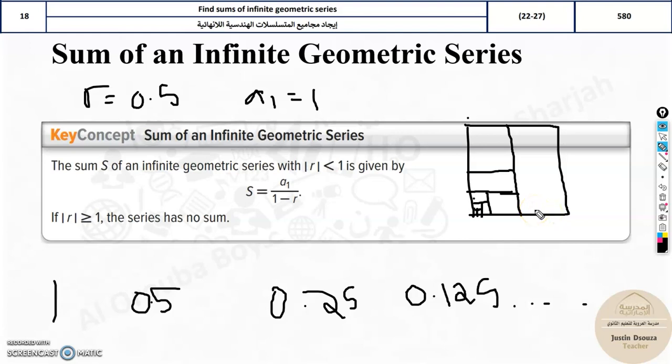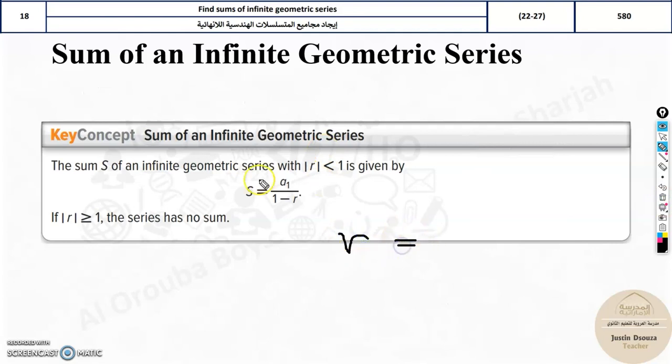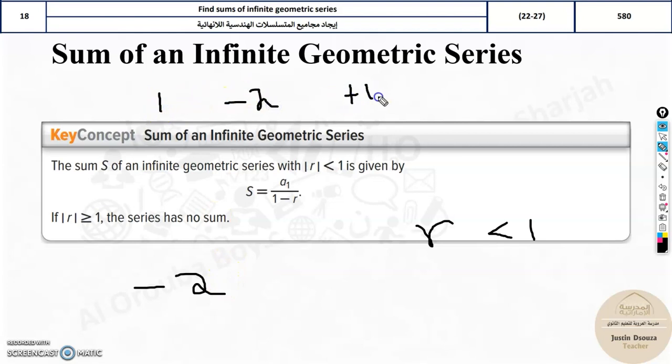So what you understand over here is that for certain r values, you can find the sum. That is, the r value must be less than 1. It can't be equal to 1 because then it would be the same number. It should be less than 1. But what if I have negative 2? It's less than 1, but still it doesn't work, right? Because it'll be huge, huge numbers. That also doesn't make sense, because if I have 1, the next one would be minus 2, the next would be plus 4, minus 8. Doesn't make sense.